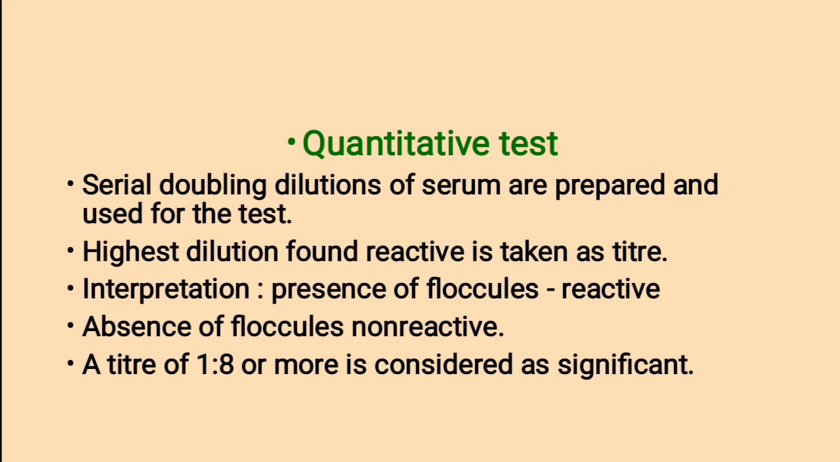Quantitative test. Serial dilutions of serum are prepared and used for the test. The highest dilution found reactive is taken as the titer. Titer means concentration of antibodies. What is the interpretation of the test? Presence of flocculates is a positive test and absence of flocculates is a negative test. A titer of 1:8 or more is considered a significant test.